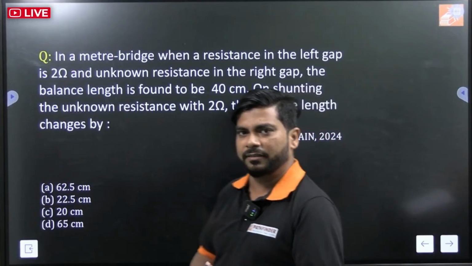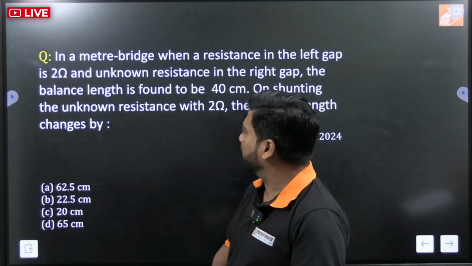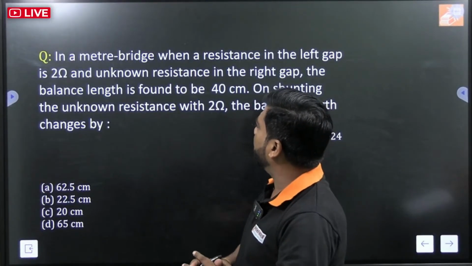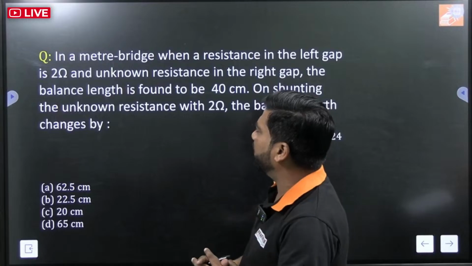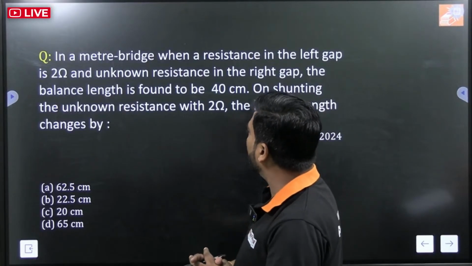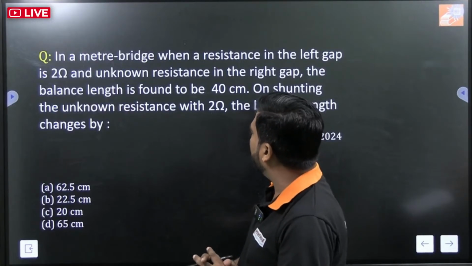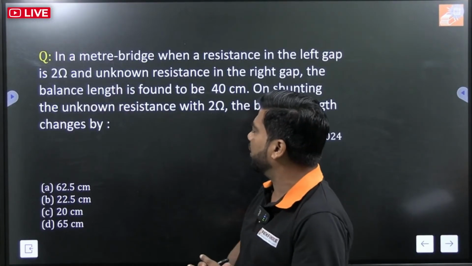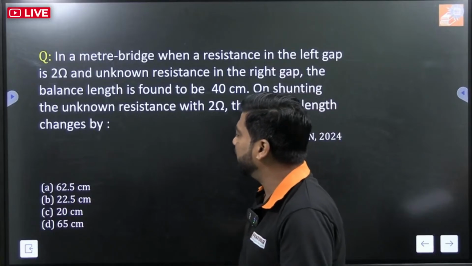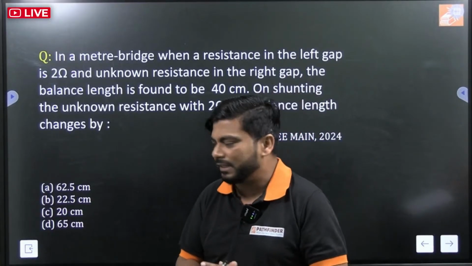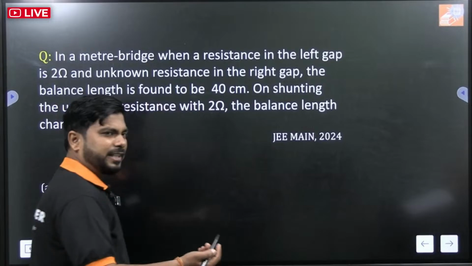See this question. It's very common. You are well aware of the meter bridge. In a meter bridge, when the resistance in the left gap is 2 ohm and the unknown resistance is in the right gap, the balance length is found to be 40 centimeter. On shunting the unknown resistance with 2 ohm, the balance length changes by. So let's see how to proceed with such type of meter bridge question.